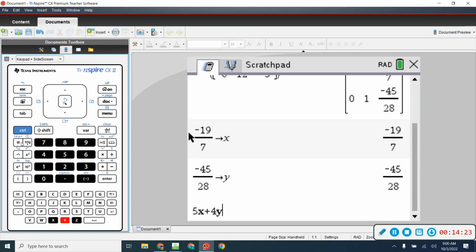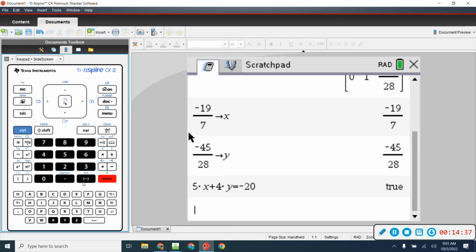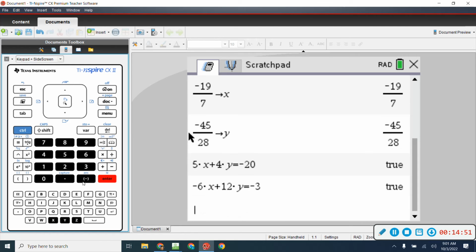Now there is an equals underneath your control. If you wanted to know how to check, the equal button is underneath your control button, and you can type the entire equation, unlike what you can do in the scientific calculator. Okay, it tells me it's true. So then I'm going to check the second equation, and I've got negative 6x plus 12y equals negative 3. That also gives me true, so I know it's right. So it's just another way to self-check and make sure you're getting those answers right, okay?